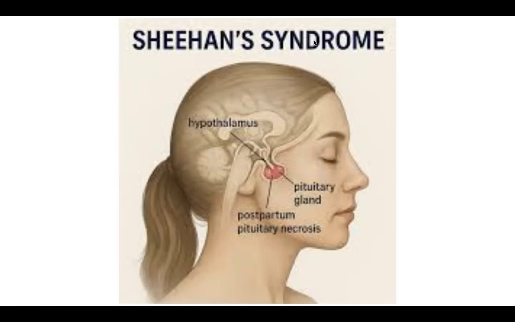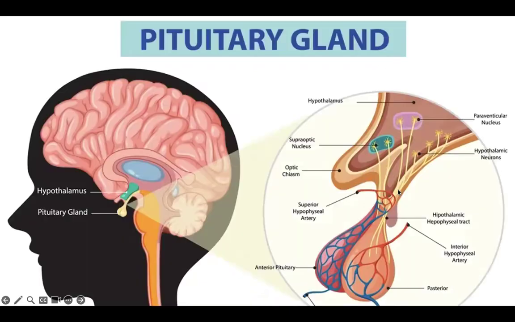So what is Sheehan syndrome? In Sheehan syndrome, what happens during pregnancy? Usually during pregnancy, we know that our pituitary gland enlarges. If you see this diagram, this is the pituitary gland, and during pregnancy this gland enlarges. There is a hypertrophy and hyperplasia of this pituitary gland.